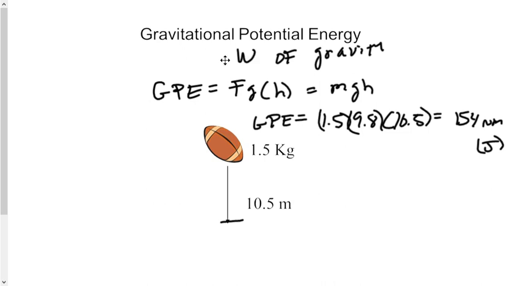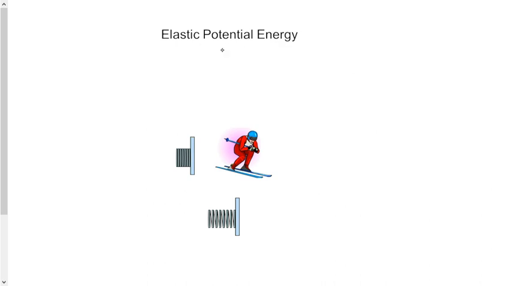Now this is a potential energy. Why? Because if I take the ball and I move it up 10.5 meters, it's stored in gravity. If I let it go, the ball is going to fall back downwards. We're going to see later in this chapter that that's a conservation of energy, and gravitational potential energy comes from a conservative force, which is gravity. Okay, the next type, elastic potential energy. This is the energy stored in a spring. Elastic potential energy equals 1/2 kx squared.